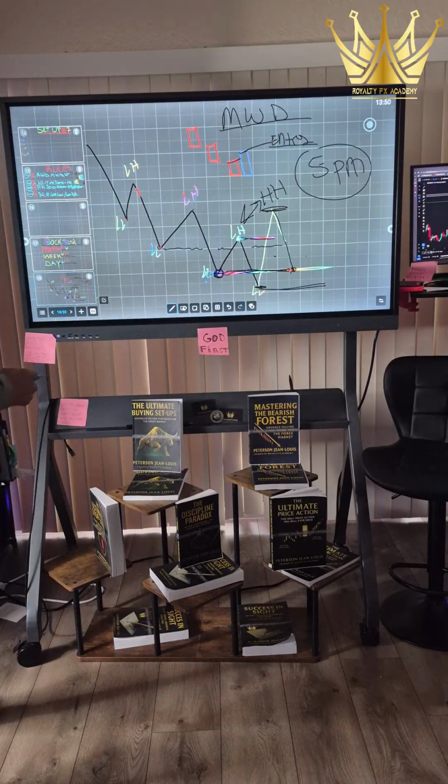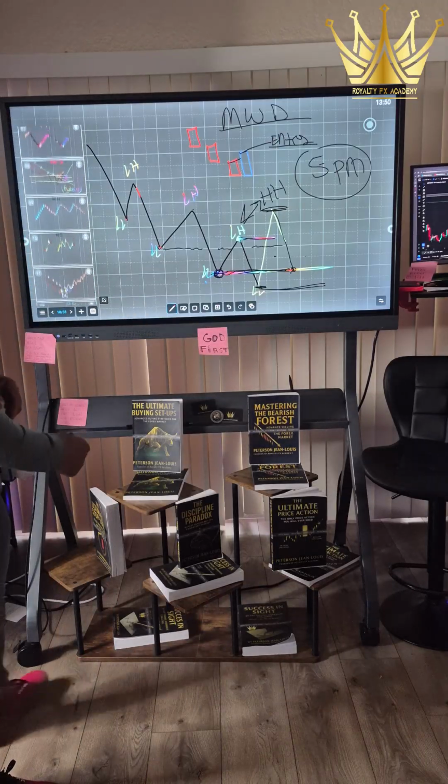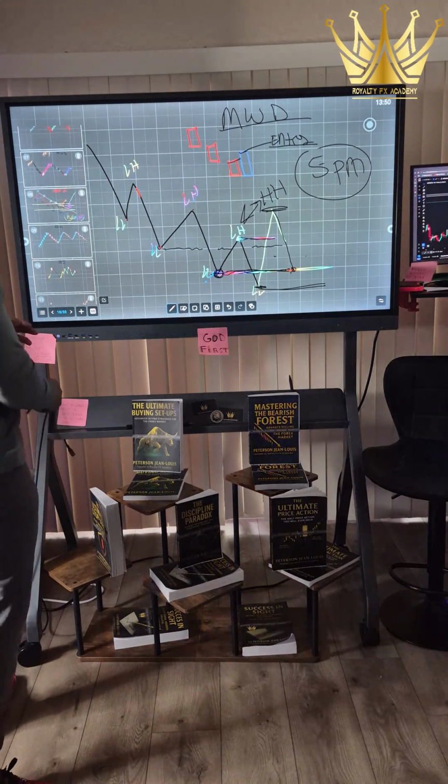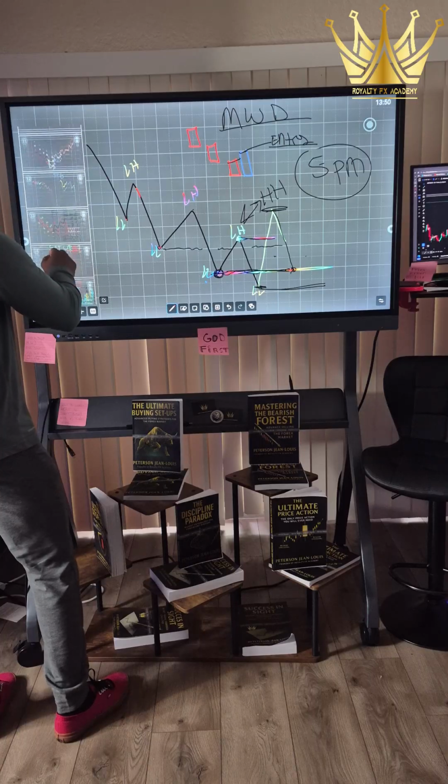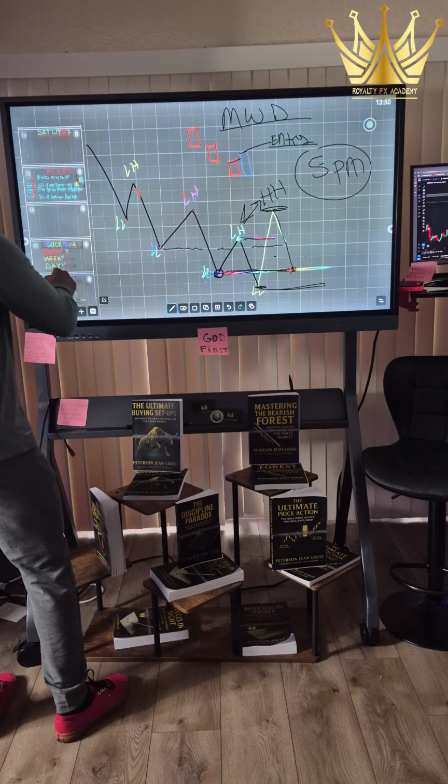Instead of market bouncing off that same zone, it's going to bounce off the last one.